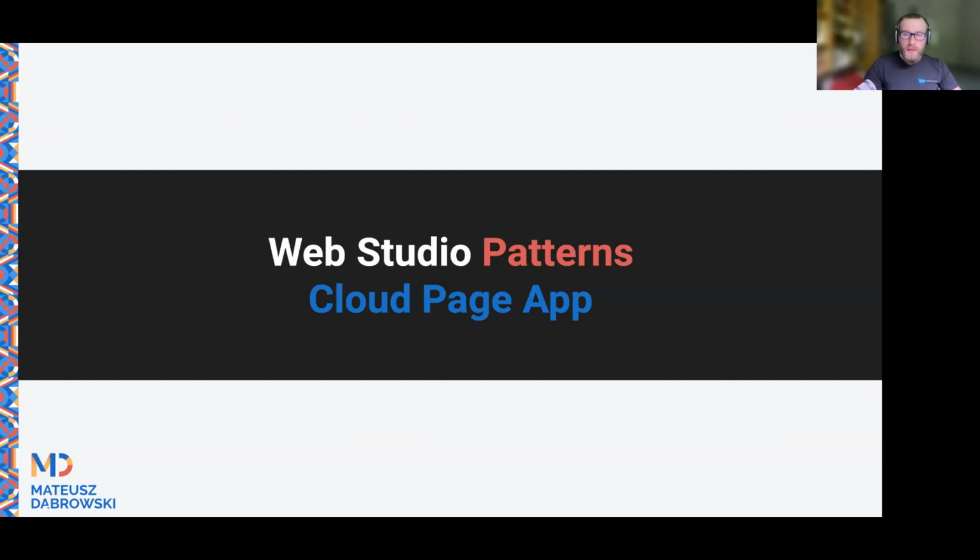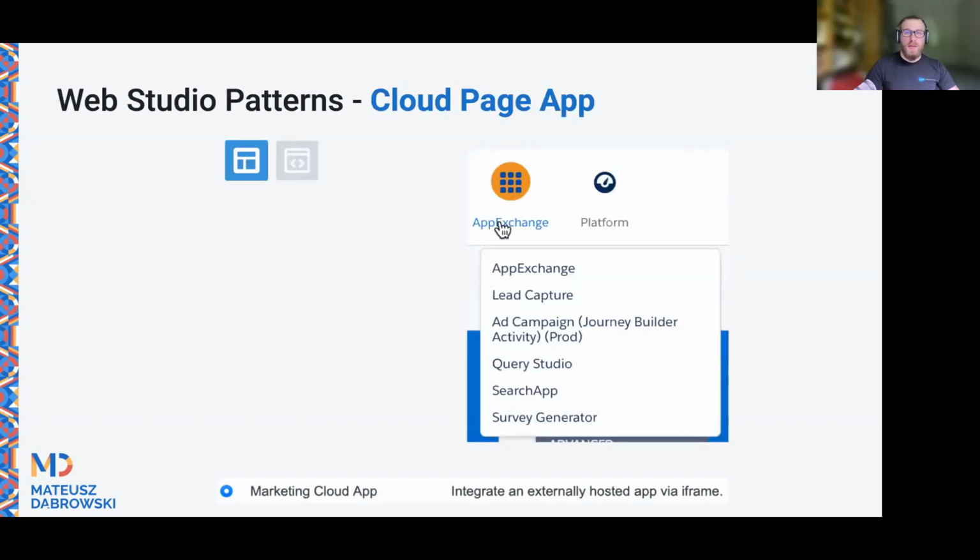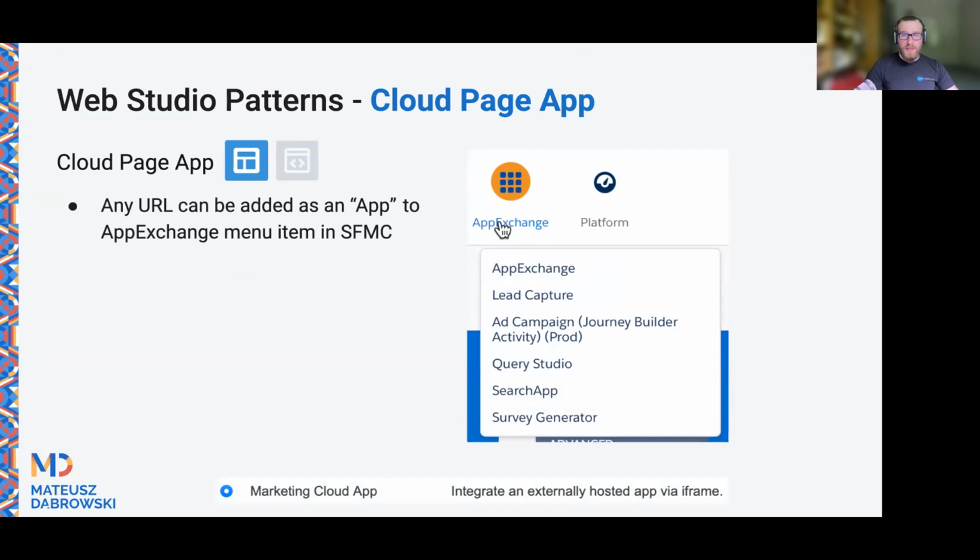Okay, we are left with 2 last topics for today. First one is Cloud Page Apps, which is a kind of nifty trick that allows you to leverage the cloud pages in your main menu. So the very basic solution is that you can add absolutely any URL you want to this App Exchange menu icon and add it as, for example, you can see here the survey generator that we built in PwC, or the search app, or the Query Studio that you probably know.